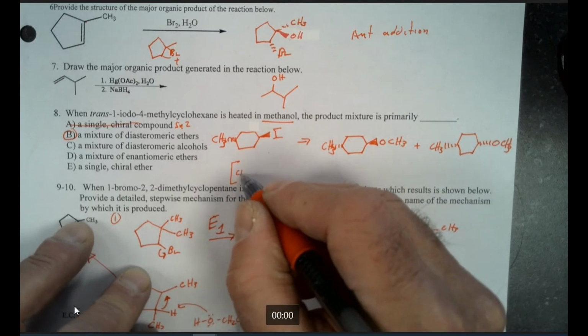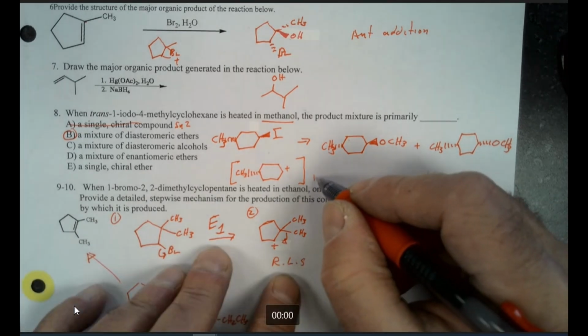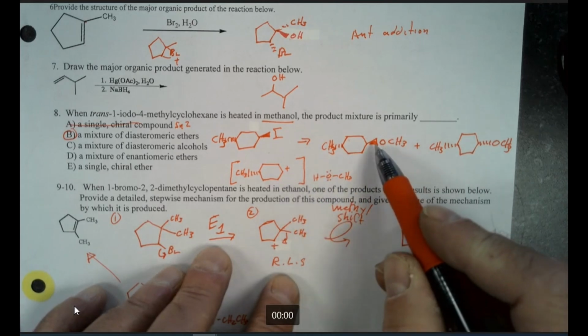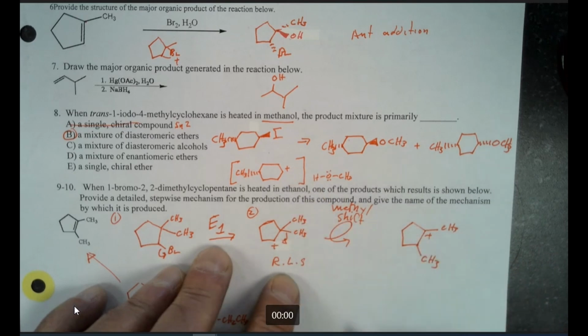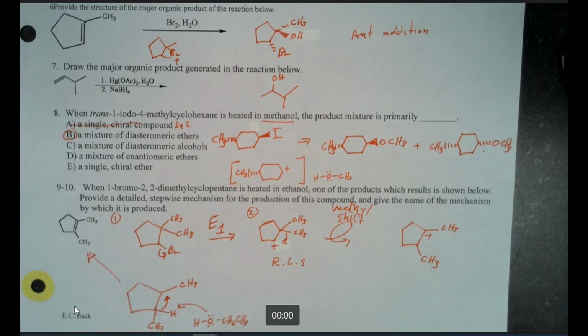So what we might want to do is figure out the reaction mechanism. Now, it said this thing was trans. There's my carbocation intermediate. So when methanol attacks, it can either come from the top side of the ring and give you this product, or it can come from the bottom side of the ring and give you this product. These two products are not mirror images. They have the same order of connectivity. So we know they're not enantiomers, but they are diastereomers. So we get a mixture of diastereomeric ethers. Any questions on that one?